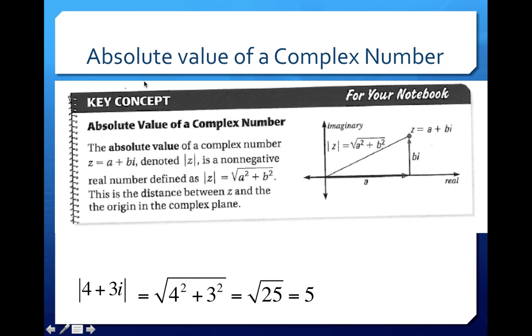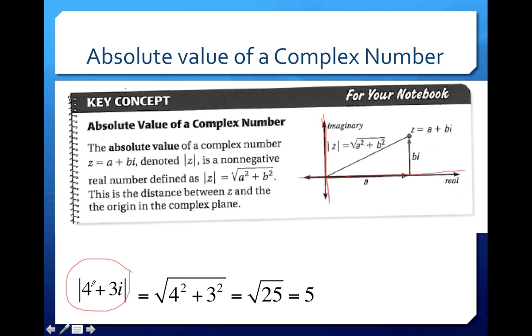All right, the final thing you guys have to learn is the absolute value of a complex number. This is what it's going to look like on your homework: the absolute value of 4 plus 3i. What this means is I need to graph it. So instead of having a y-axis, this is my imaginary axis, and instead of having an x-axis, this is my real axis.